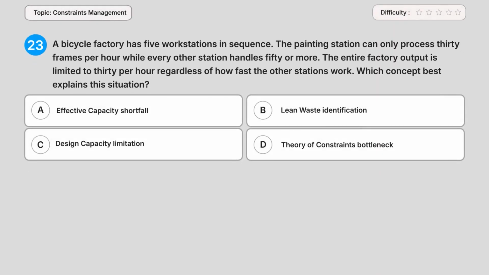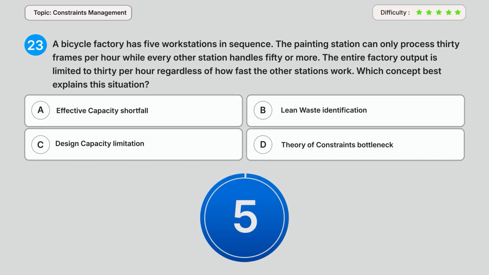23. A bicycle factory has 5 workstations in sequence. The painting station can only process 30 frames per hour, while every other station handles 50 or more. The entire factory output is limited to 30 per hour, regardless of how fast the other stations work. Which concept best explains this situation? A. Effective capacity shortfall. B. Lean waste identification. C. Design capacity limitation. D. Theory of constraints bottleneck. Do you know the answer?